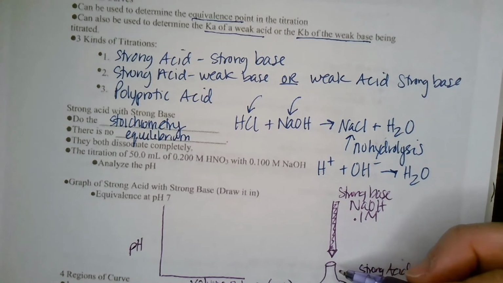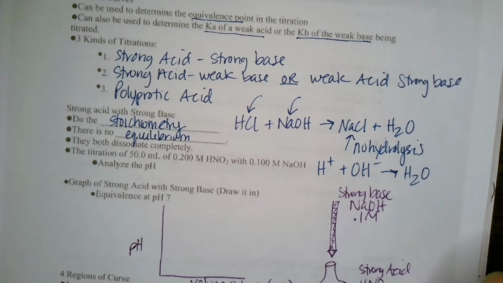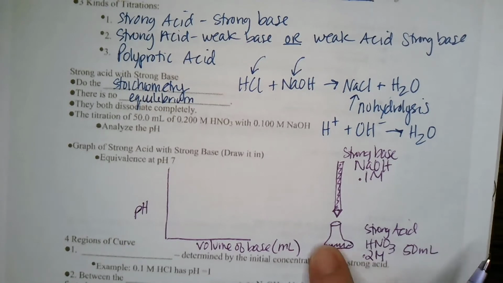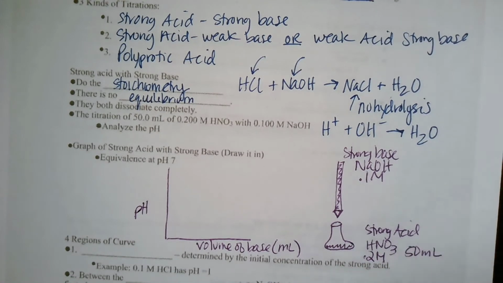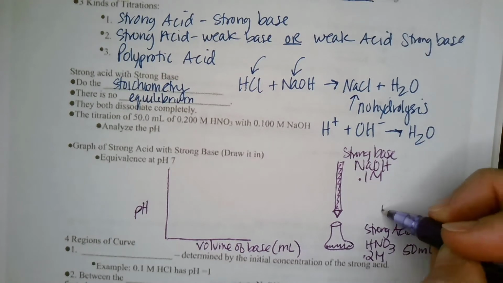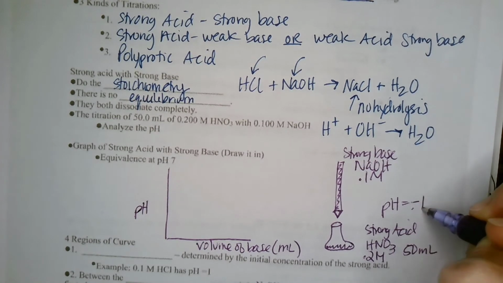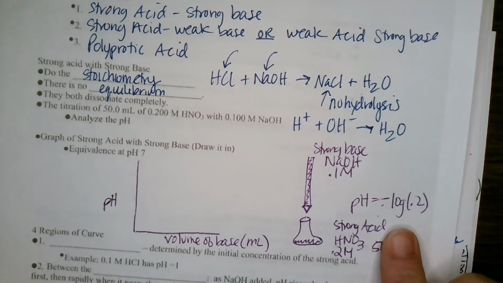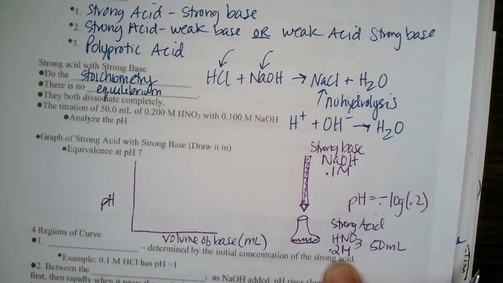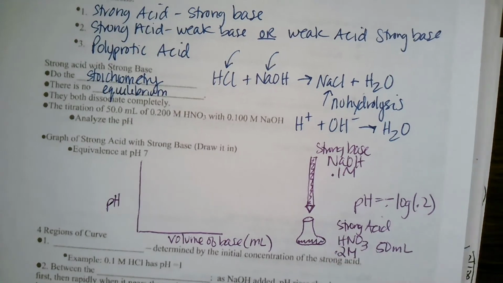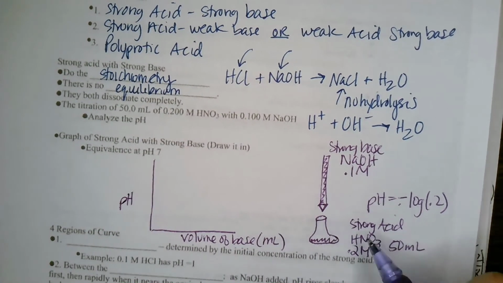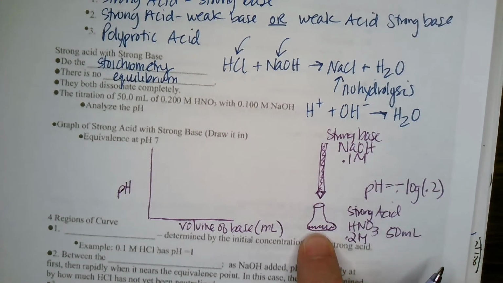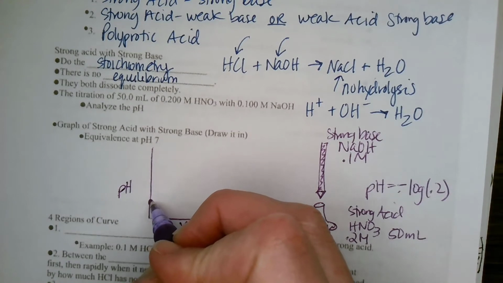Okay, so we know that initially we can find our pH of this because we know that we have a concentration of just purely HNO3, which is 0.2 molar. So we can find the pH by the negative log of 0.2, right? We're given the concentration before we add any base to it. So over here we can start with our strong acid, and we would also be able to measure this with just a pH meter. Putting it right in the solution, we're starting with an acid, it's going to be a low pH.